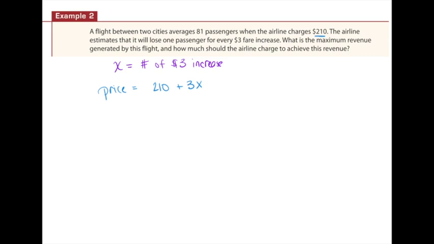All right. Passengers. Well, passengers is going to go down. It will start at 81, but we will lose one passenger for every $3 increase. All right. Well, how do we calculate how much they make? Well, the number of passengers times the amount that they charge, right? That's how we calculate their gross revenue.